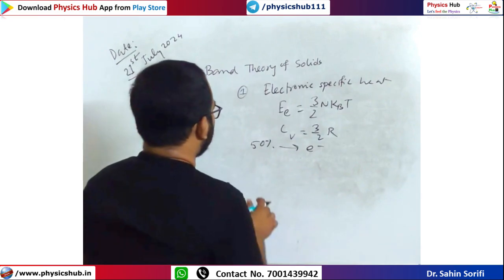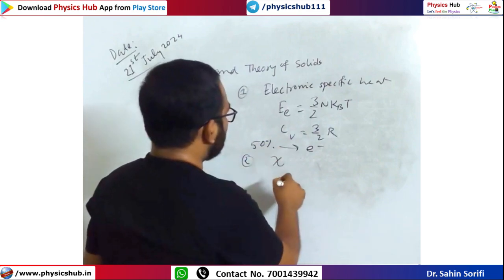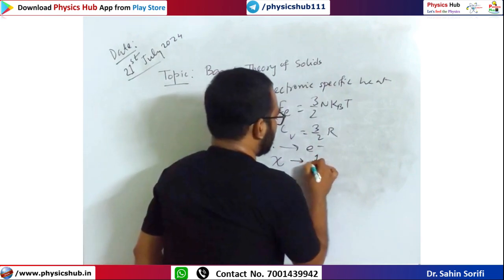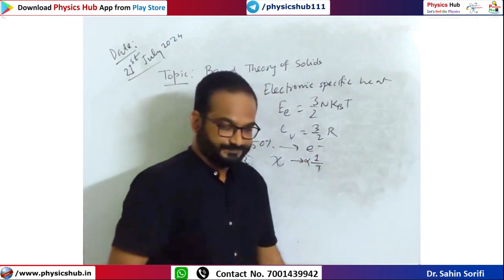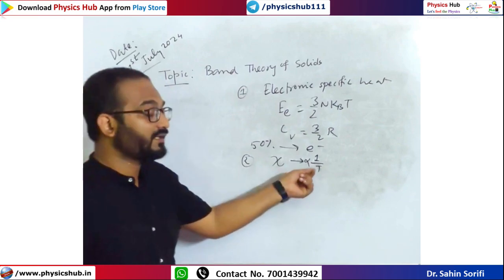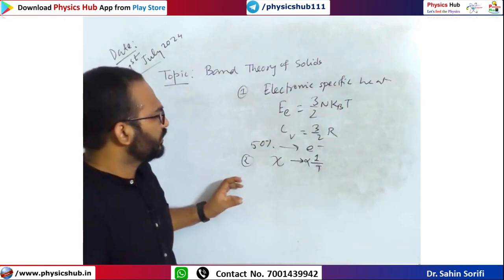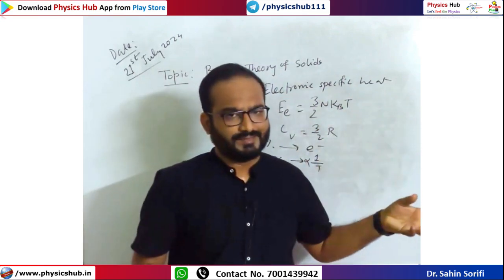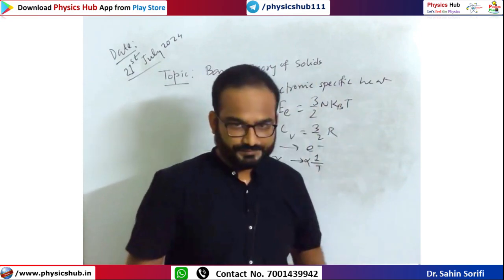And the second one is the paramagnetic susceptibility. As per this model, paramagnetic susceptibility was predicted to be proportional to 1/T. But you know, paramagnetic susceptibility is independent of the temperature. So these two things were not getting explained by the classical free electron theory.